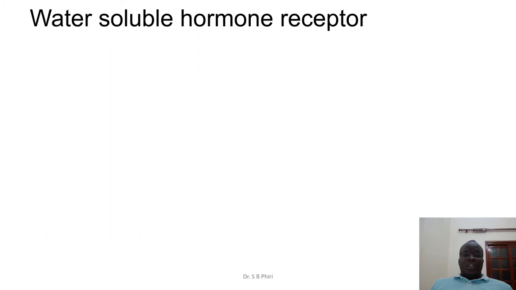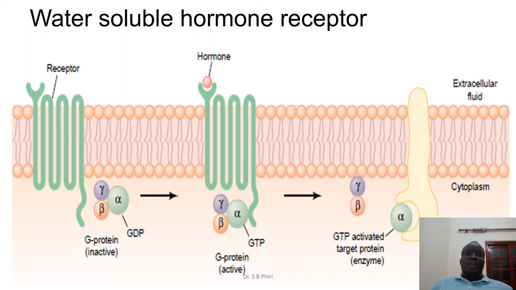Water-soluble hormones are the ones that bind to the receptors found in the cell membrane of the cells. So the plasma membrane of the cells does have receptors for water-soluble hormones. These are called water-soluble hormone receptors. You can see you have a receptor coupled with a G protein. The process I've already explained here.